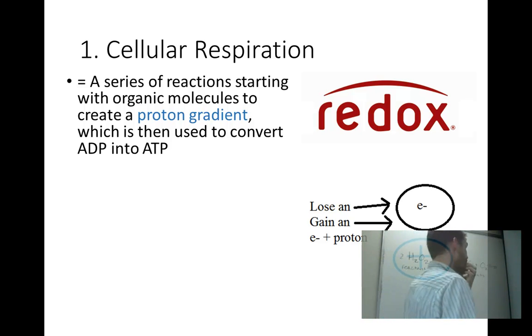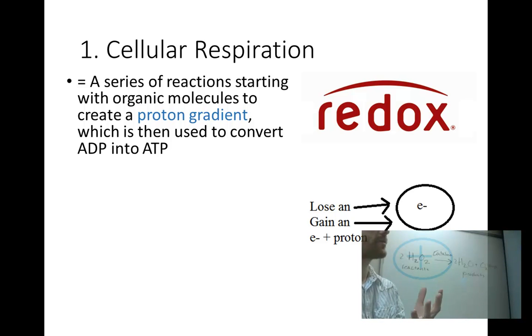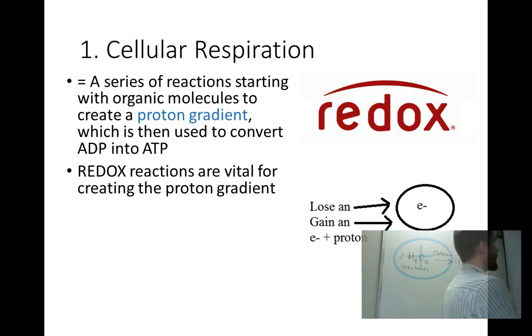Okay, cellular respiration is a series of reactions or a biochemical pathway where you start with an organic molecule, and we're going to start with glucose and go through it. And then we break it down to create a proton gradient, and then that proton gradient is used to convert ADP into ATP. And redox reactions are vital for creating this.